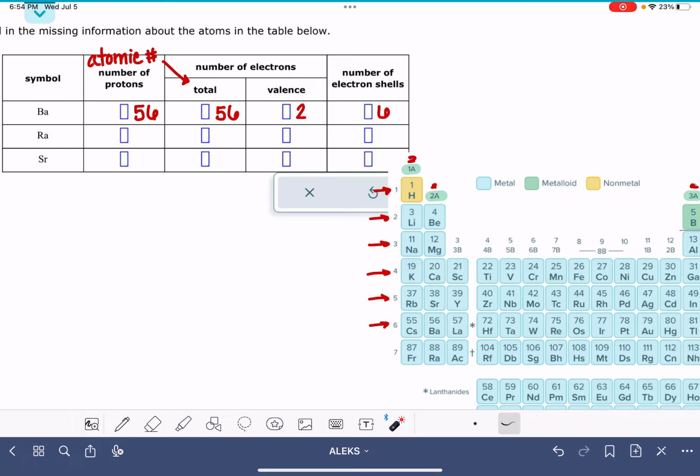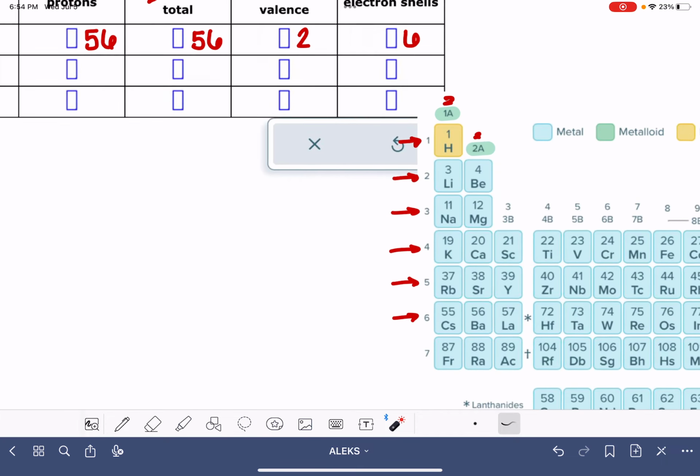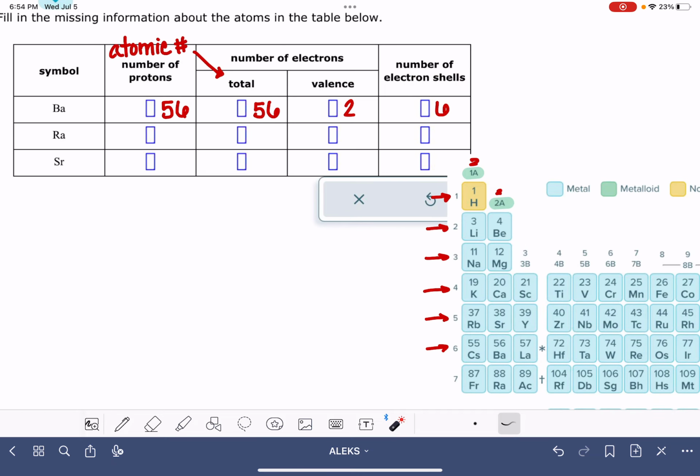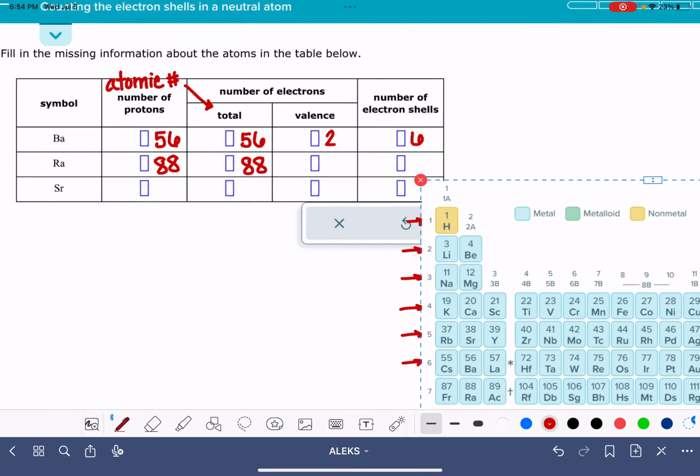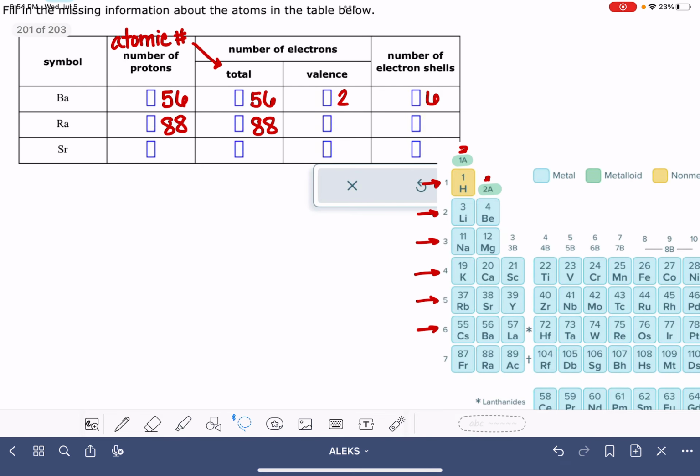Let's try this problem for Ra. Where is that located? Oh, it's right here. The atomic number for this element is 88. That means that there are 88 protons, and because it's an atom, there are also 88 electrons. It is also in that same 2A column, which means it also has only 2 valence electrons. And the number of electron shells for Ra, it is in period 7, so it has 7 shells.